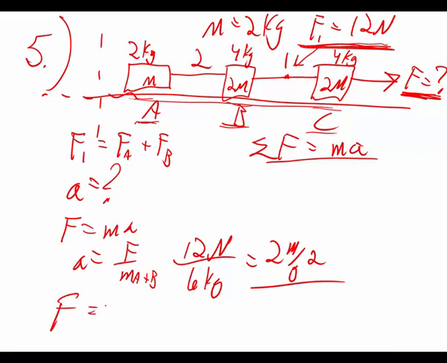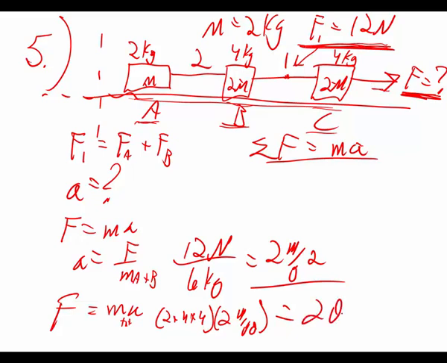Well, F equals MA. So we add up all the masses, and that's the total mass. It has to be, because you've got a mass here, here, and here, and there's where we're pulling. So we've got 2 plus 4 plus 4 times the acceleration, which is 2 meters per second squared. And we get 20 newtons. Does that make sense? Does that make physical sense?